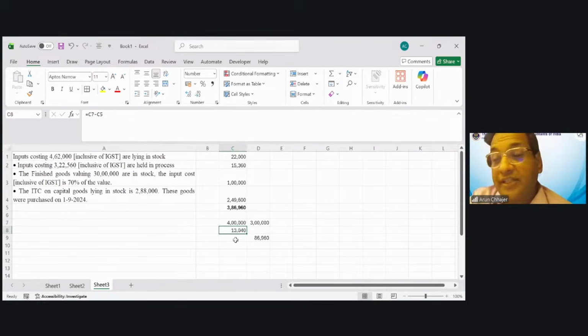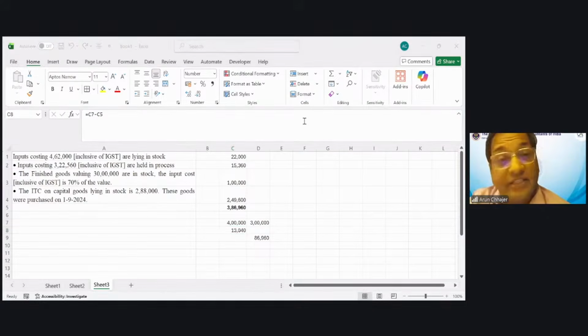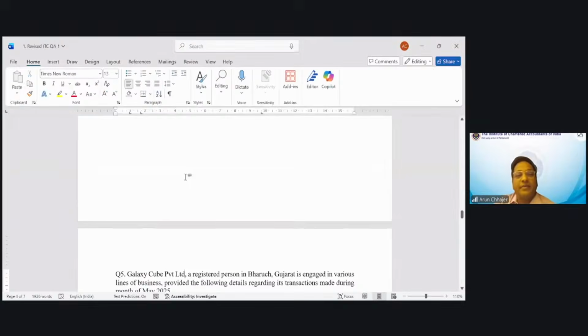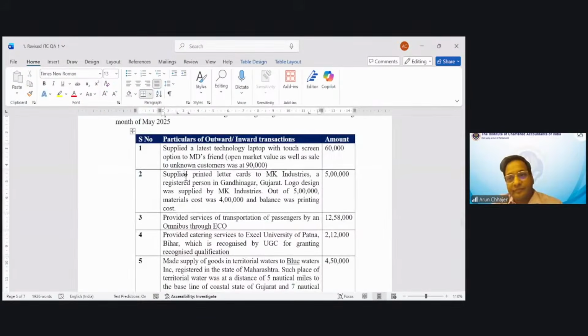This is a very important question, remember. It becomes very important considering the recent changes by which a lot of items have become exempted. Let's do the next one. This is comparatively a big, long question.